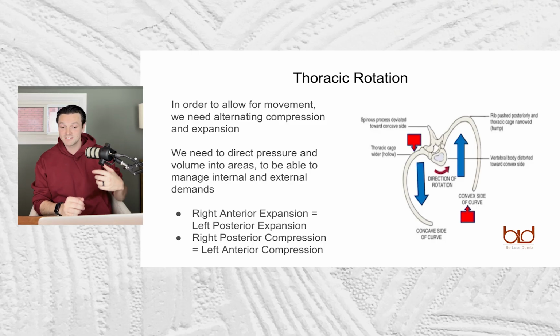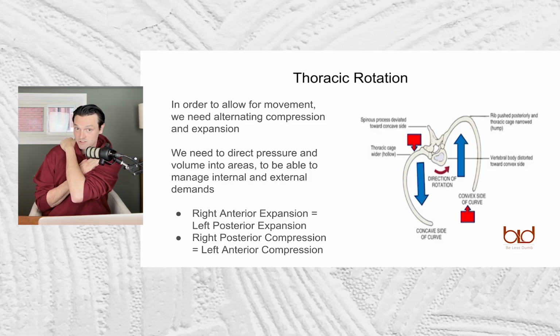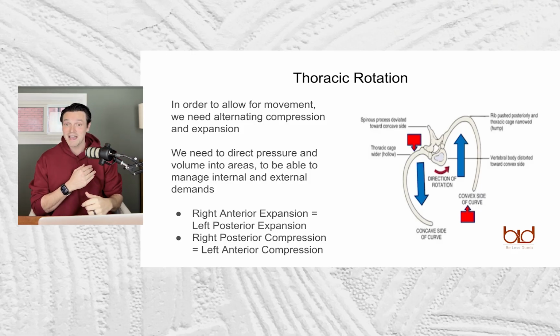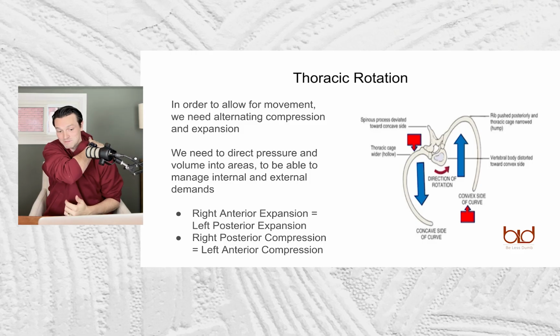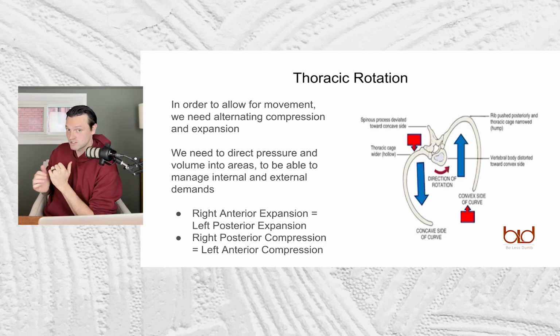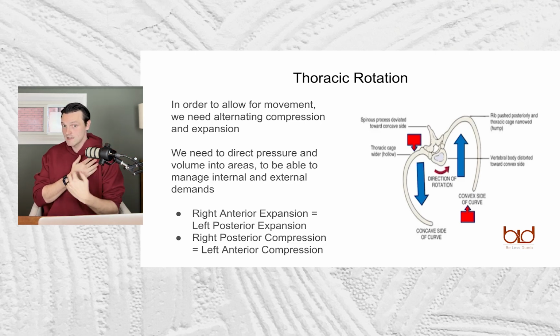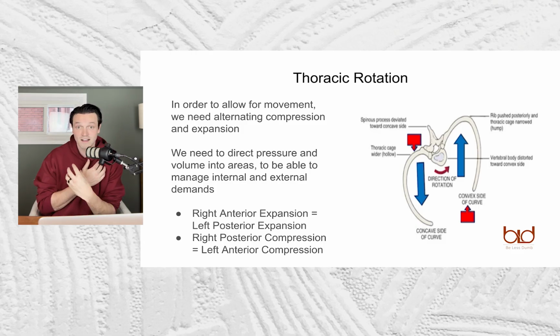So if we have, say, right anterior expansion, because we're turning this way, we're going to need left posterior expansion to absorb that rotation, okay? If we have right posterior compression, then we're going to need to have left anterior compression in order to catch that. So we're rotating through it, okay? So push here, so compress here, open here, turning into that to stop us turning all the way around, to absorb that rotation of the thorax. We're going to need compression here, expansion here, okay?